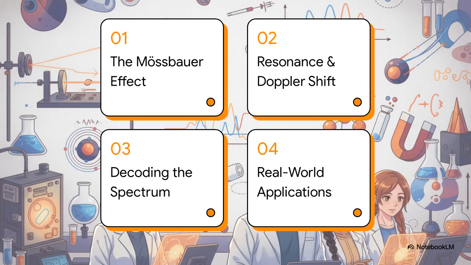Our syllabus for this explainer is pretty straightforward. We'll start with the Mössbauer effect itself, then move into resonance and the Doppler shift, figure out how we're decoding the spectrum, and finally wrap up with some real-world applications.